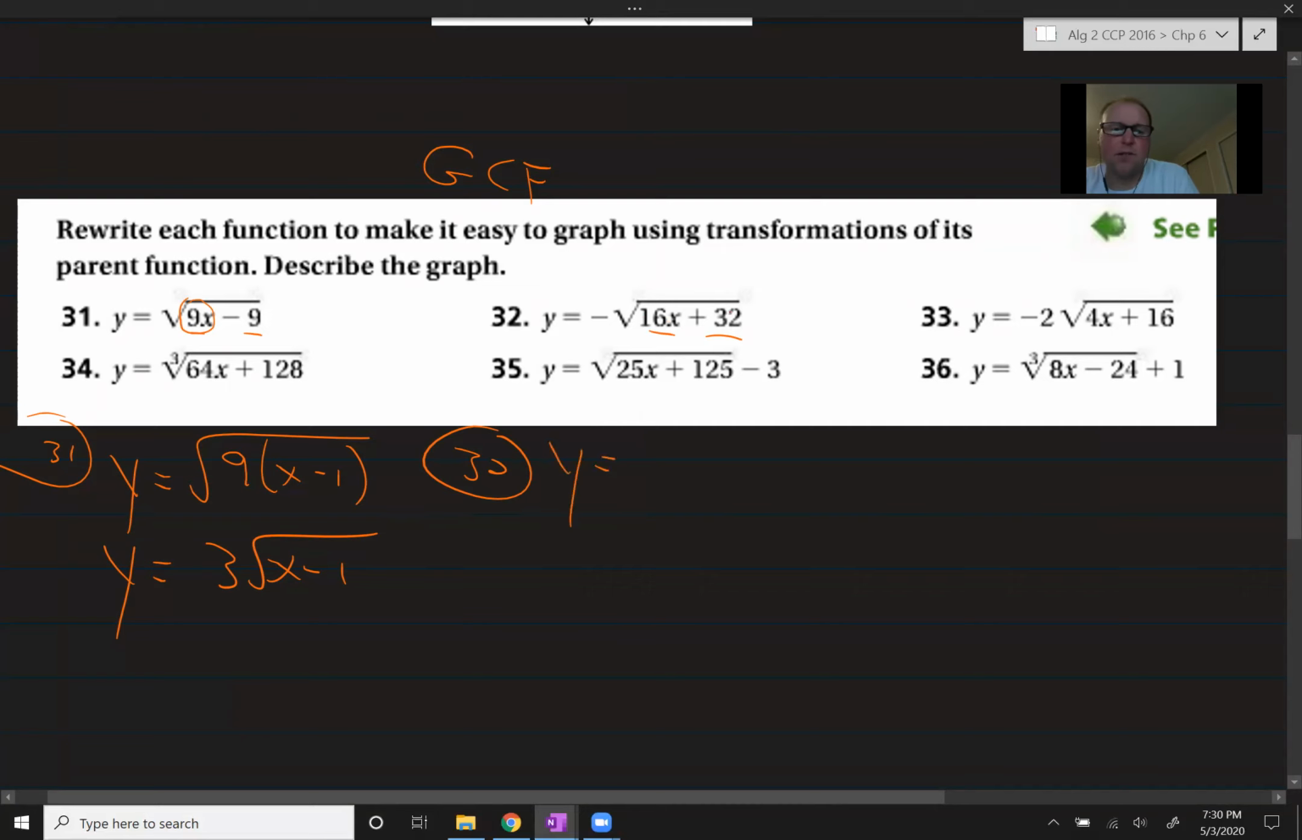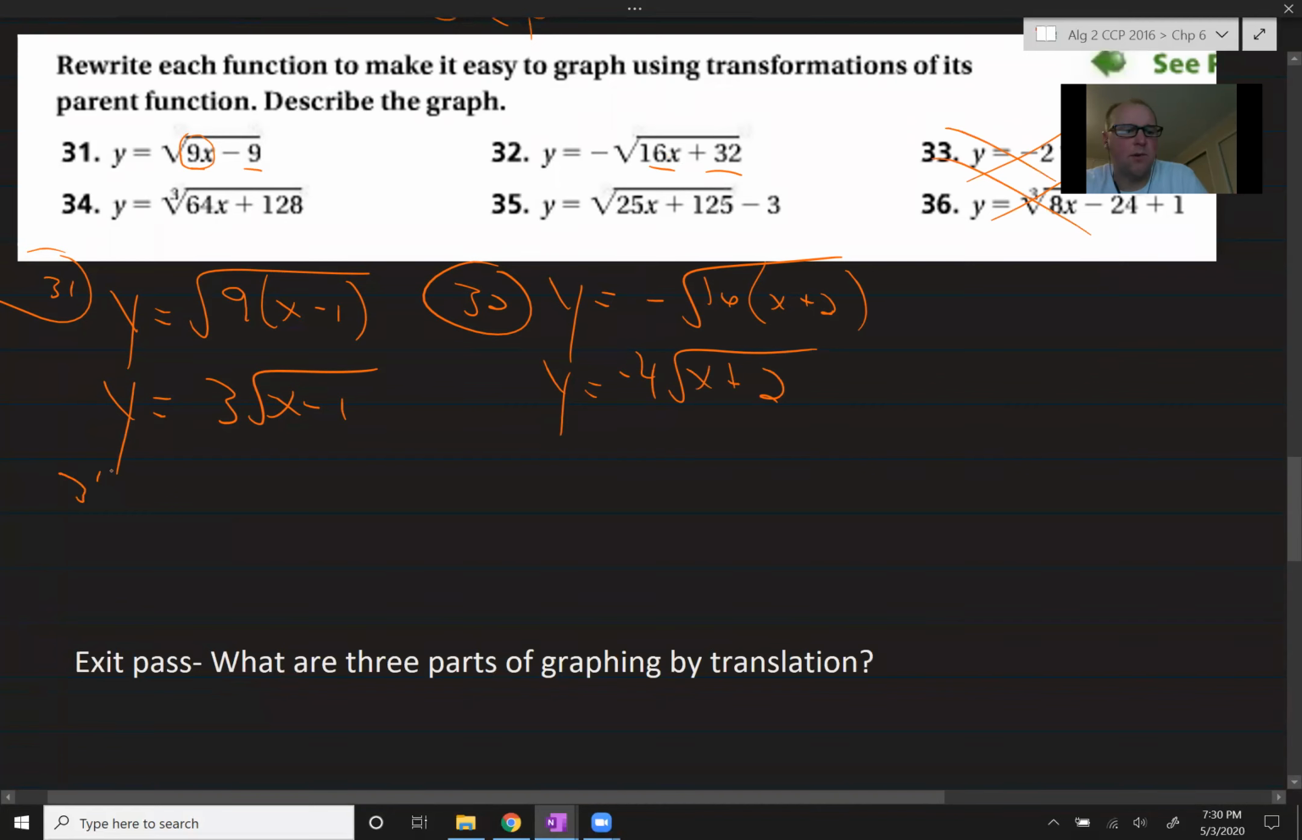So 16 and 32, GCF might be 16, okay. X plus 2, what's the square root of 16? So y equals negative 4, and then x plus 2. All right, so you get the idea. So we're going to omit the ones on the end here. But we can move this up and talk about 34.